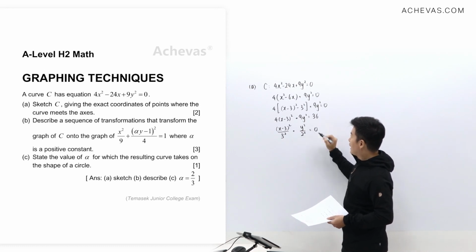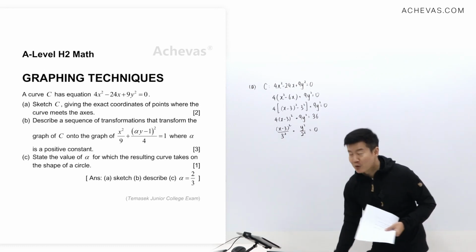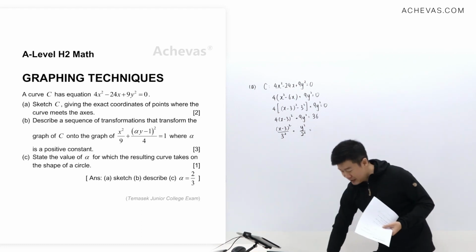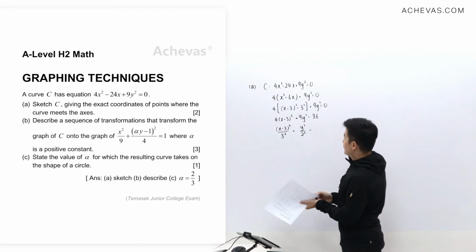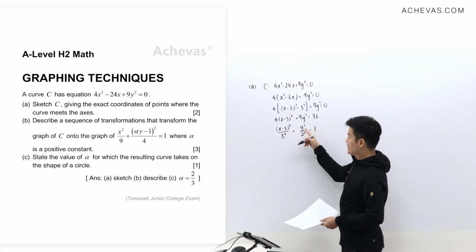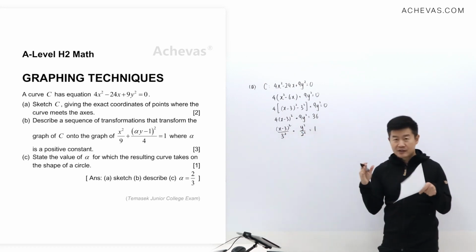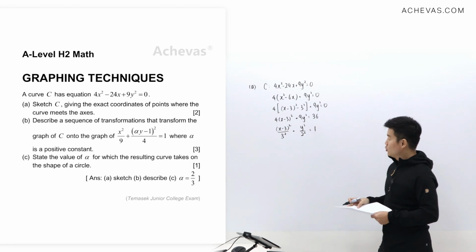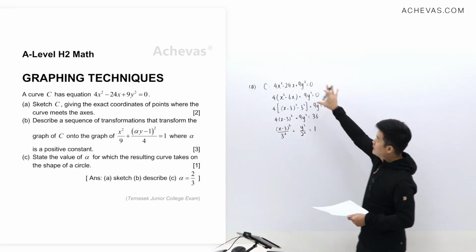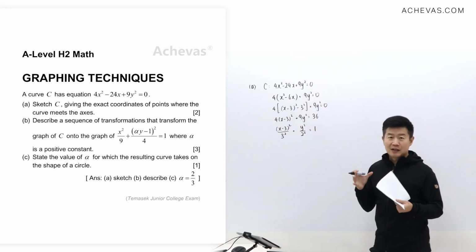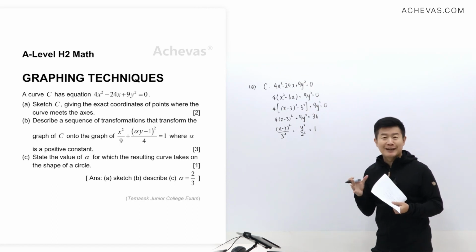So now we are seeing a standard equation. The standard equation is an ellipse, with the center at (3, 0), the horizontal radius is 3, and the vertical radius is 2. Now we are ready to sketch this curve C based on the equation of an ellipse.